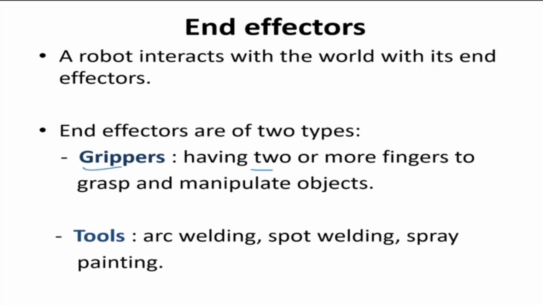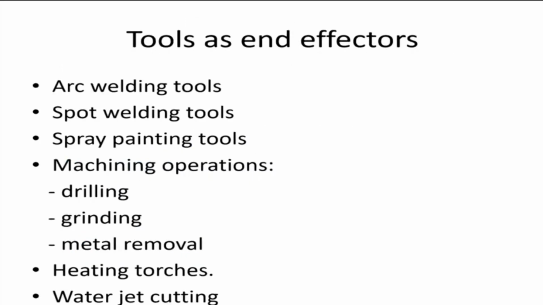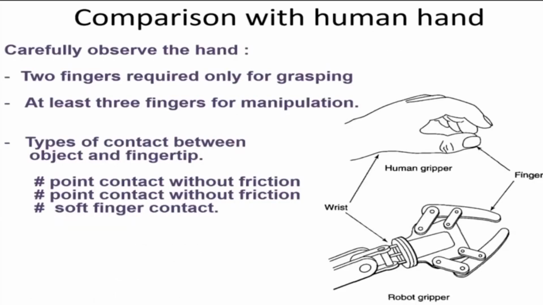So it can have 2 or more fingers to grasp and manipulate objects, or it could be tools. For example, it is a tool for arc welding, spot welding, spray painting. So end effectors can be classified into grippers, which are fingers, or tools. Now the tool as end effector, you can have arc welding, spot welding, spray painting, drilling, grinding, and then you have grippers, which basically have 2 fingers or are multi-fingered for doing particular tasks.